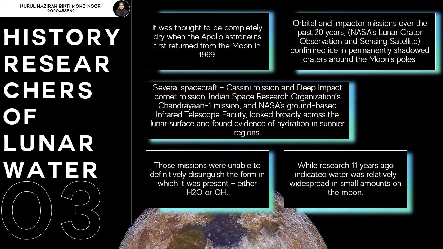Away from the shadows, a chemical reaction between lunar soil and sunlight produces hydroxyl, a close relative of the water molecule. While research 11 years ago indicated that water was relatively widespread in small amounts on the moon.